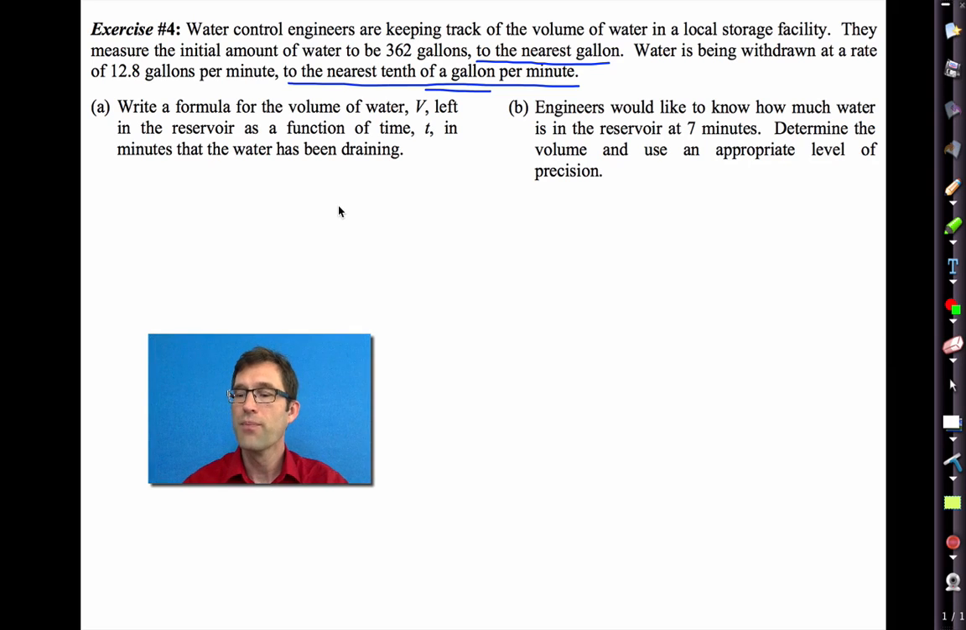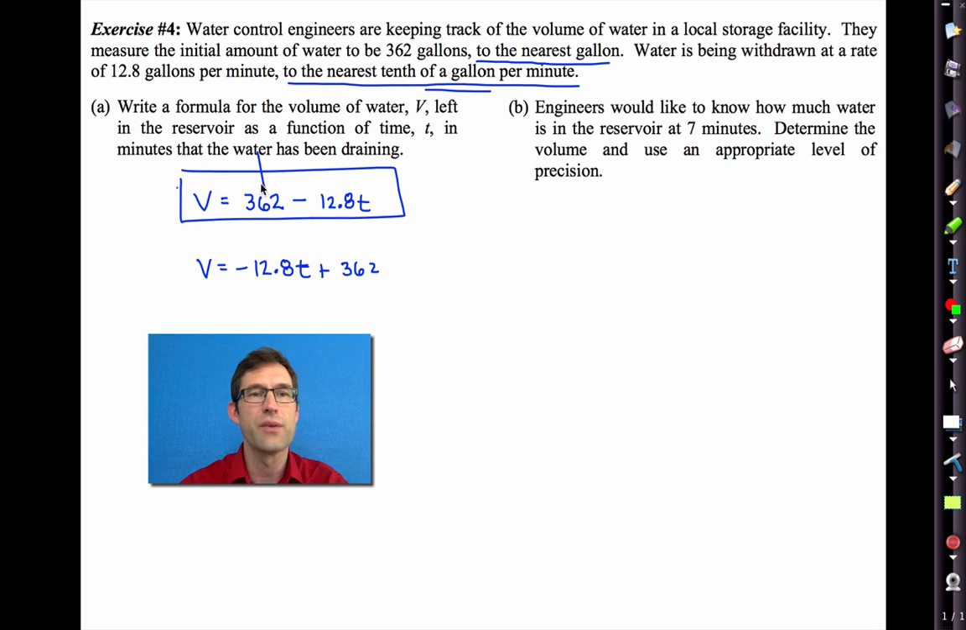All right, pause the video and think about this for a moment. All right, well, here we go. This is actually a nice linear model. So what we've got is V is equal to, well, we start with 362 gallons, and then for every minute that passes, we subtract off 12.8 gallons. So there it is. In more of a traditional linear model, it might look like this, negative 12.8t plus 362. I really kind of like it like this because it shows us the value we start at, and it shows us that we're then subtracting off. But whichever one.